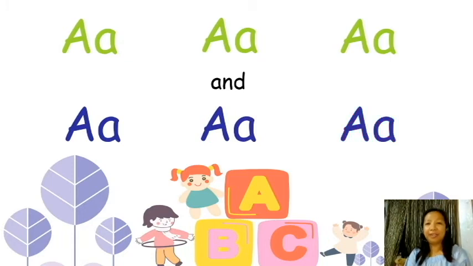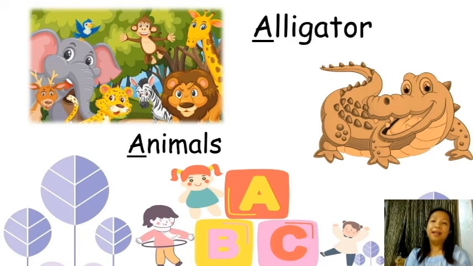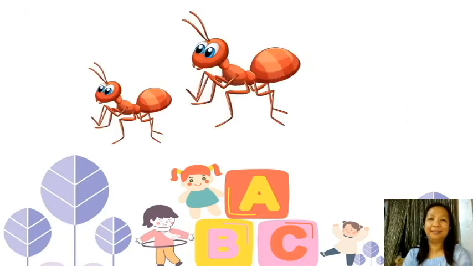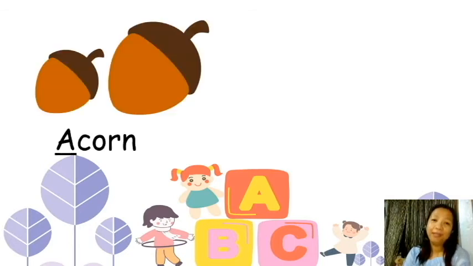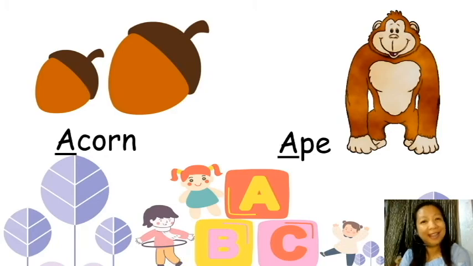A, just like in animals, alligator, and ant. And a, just like in acorn and ape. That's A and a.